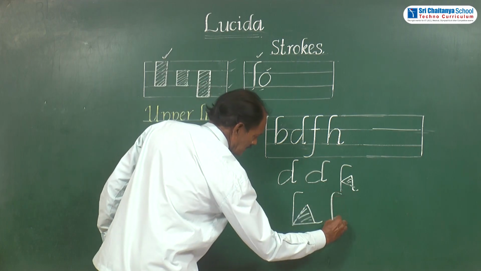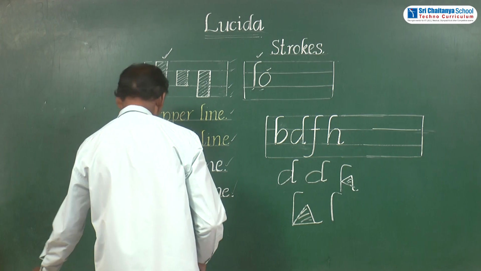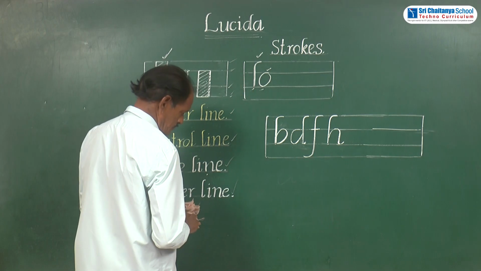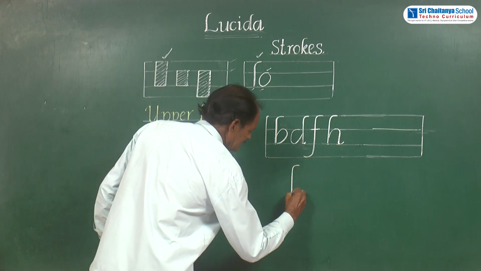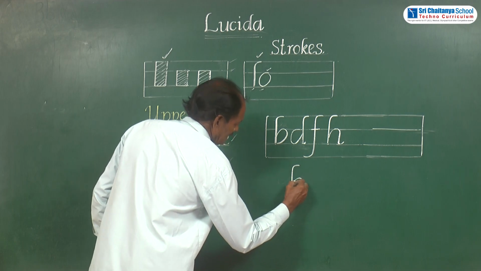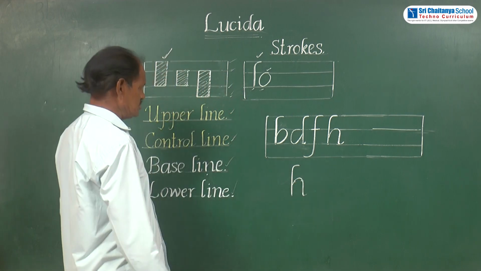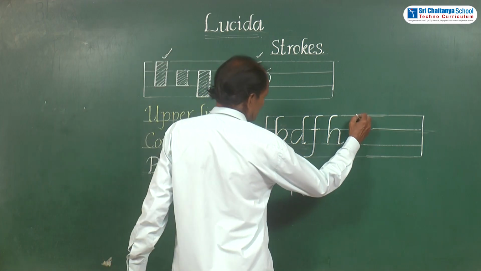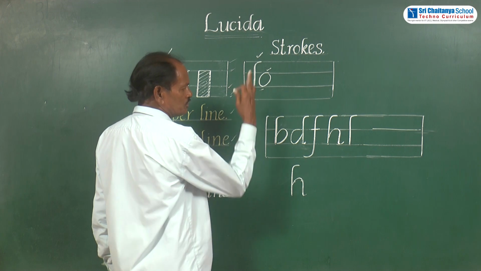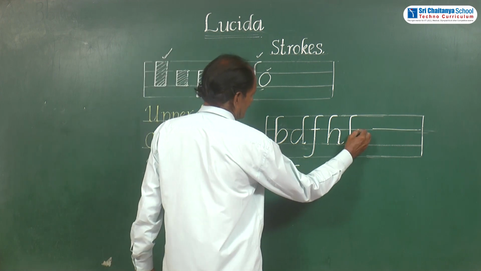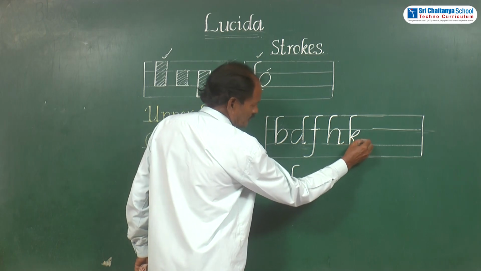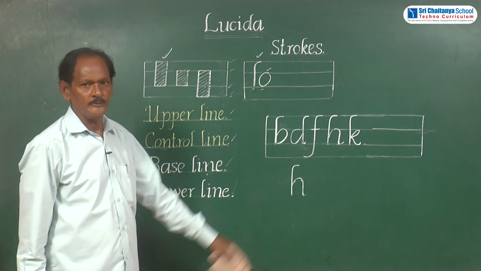We should not make any angle here. Just after writing the upper zone stroke, we have to make a hemisphere here. H. The next upper zone letter is K. The common stroke of upper zone, or upper zone stroke, a small callus of oval shape and a curve at the bottom. This is K.